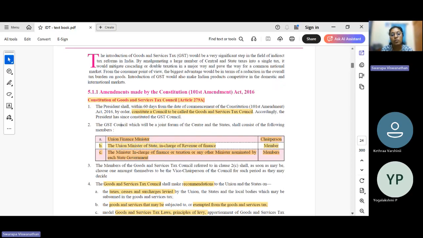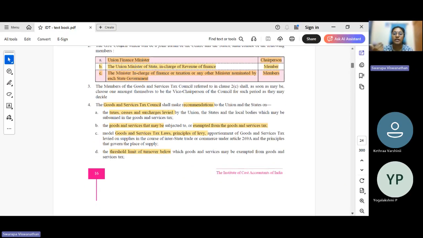Okay. And what are the areas that they could give recommendations on? It is based on the recommendations of the GST Council that the rates are fixed, the rates are amended, or new products are being introduced, like new goods and services are coming into the purview of GST. Certain goods and services that were covered under GST will be moved under exempt supply or nil rate based on the recommendations of the GST Council. So they give recommendations on the taxes, cess, surcharge that is to be levied on goods and services. What are the goods and services that will be subject to GST, that will be exempted from GST?